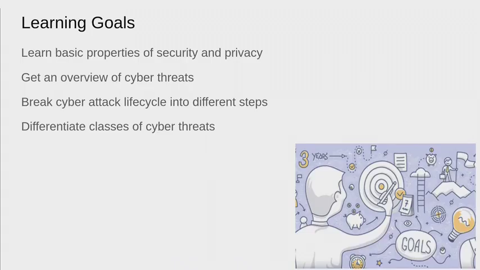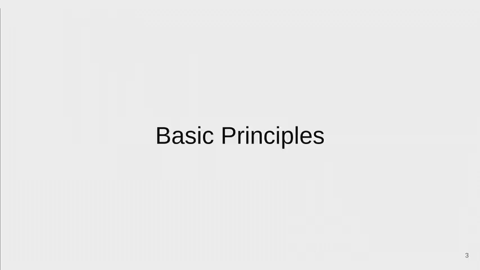Learning goals for the next 2 hours are just being aware of the basic properties of security and privacy. Again, this is developing a common language so that we can use a set of definitions that we can all use throughout this course. Get an overview of some cyber threats, break the attack life cycle into different steps, and also start reasoning about what the goals of an attacker are, and then differentiate different classes of cyber threats. So let's start with the basics, or different kind of basic principles.